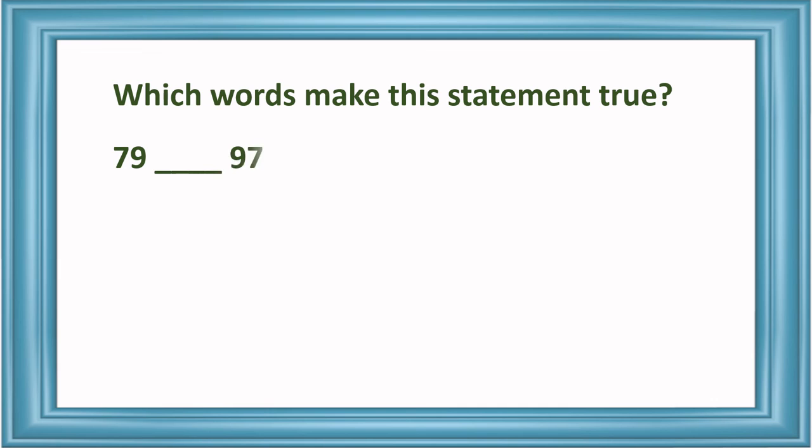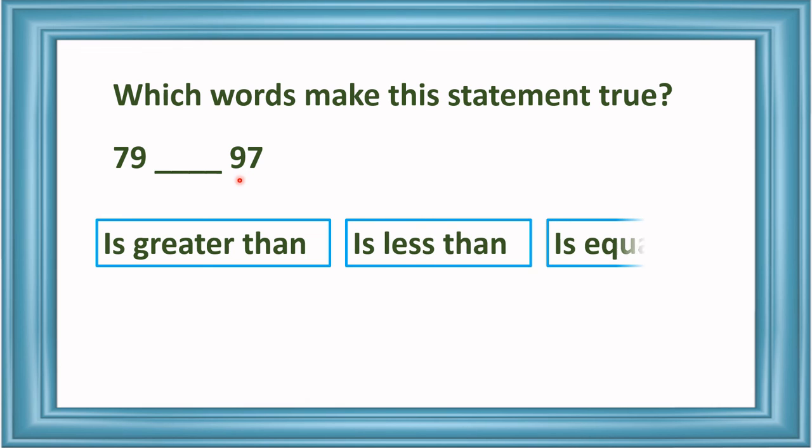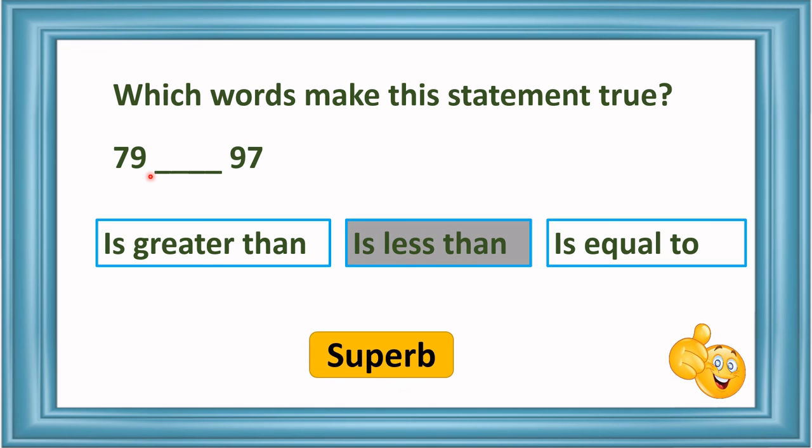Last one, 79 and 97. And the options are, yes, come on, tell me. 7 tens, 9 tens. Nice. Is less than. Correct. Okay. 79 is less than 97. Superb answer. Claps for you.